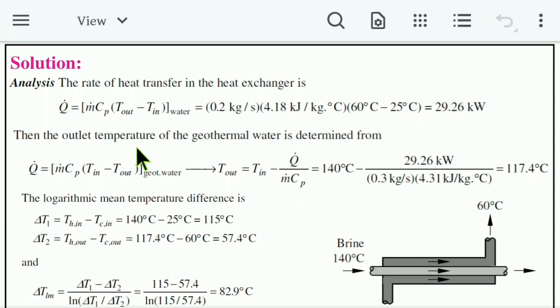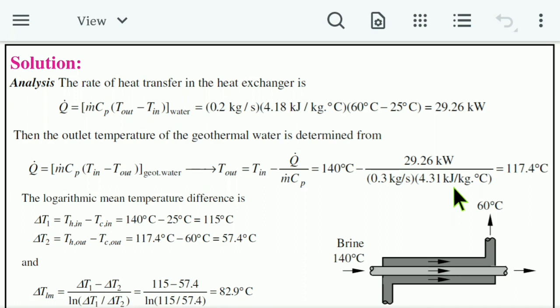Then the outlet temperature of the geothermal water is determined from this equation. Q dot is equal to m dot Cp T in minus T out for geothermal water. So T out means T in minus Q dot by m dot Cp. So we have all this value. T in means 140 degrees Celsius minus Q dot is 29.26 kilowatt. M dot is 0.3 kilogram per second and Cp means 4.31 kilojoule per kg degree Celsius. So the value of T out is 117.4 degrees Celsius.